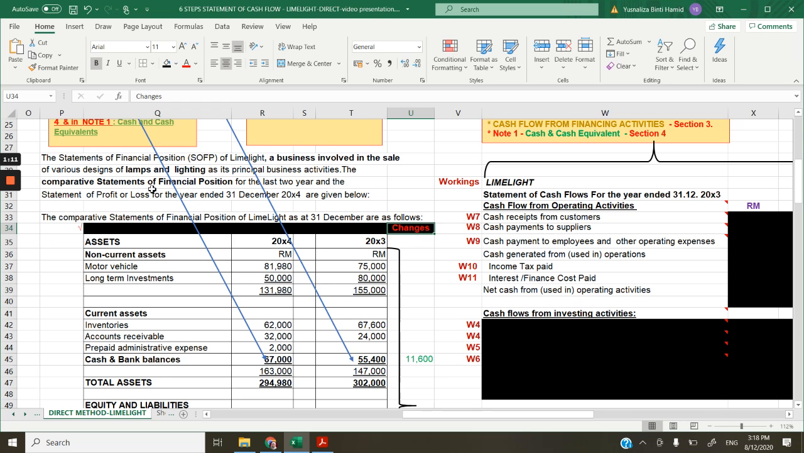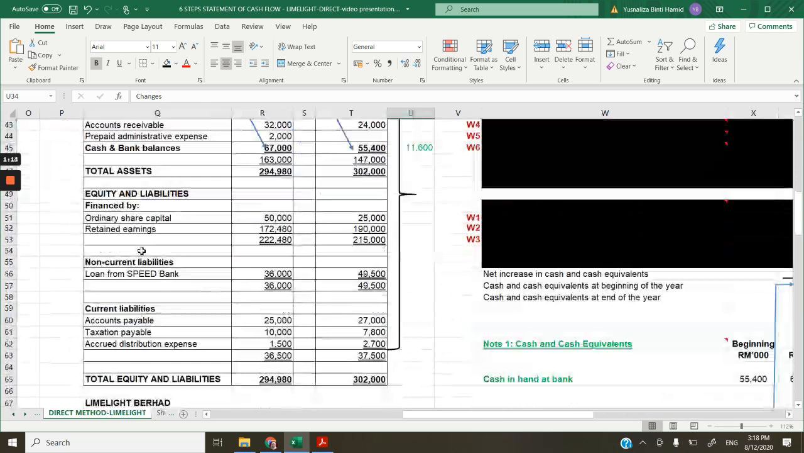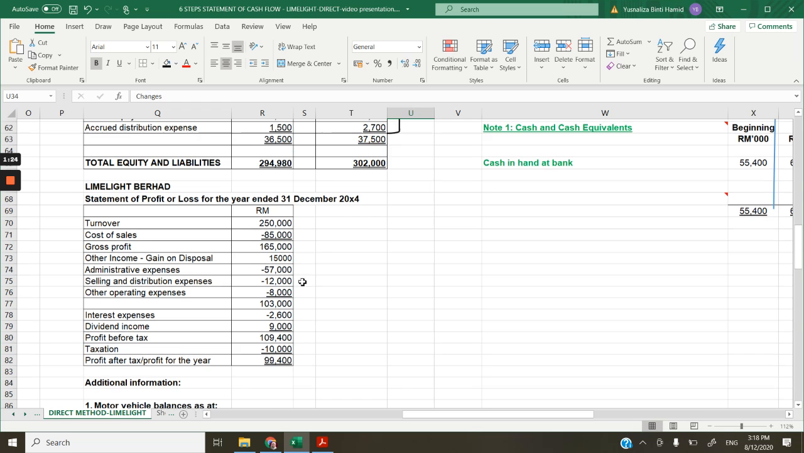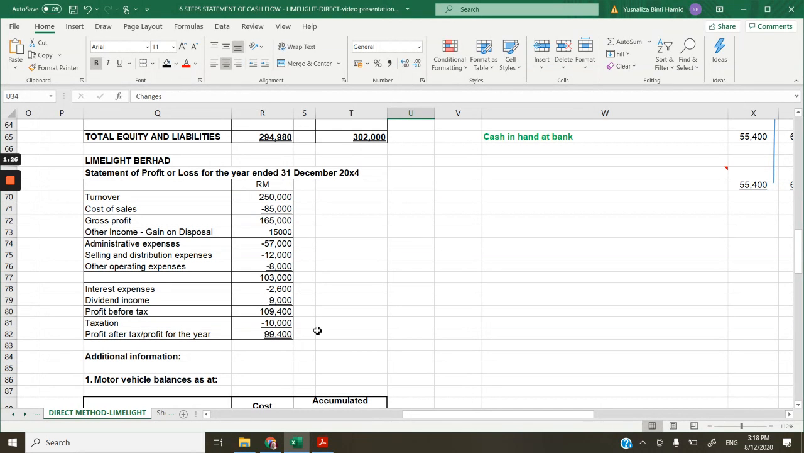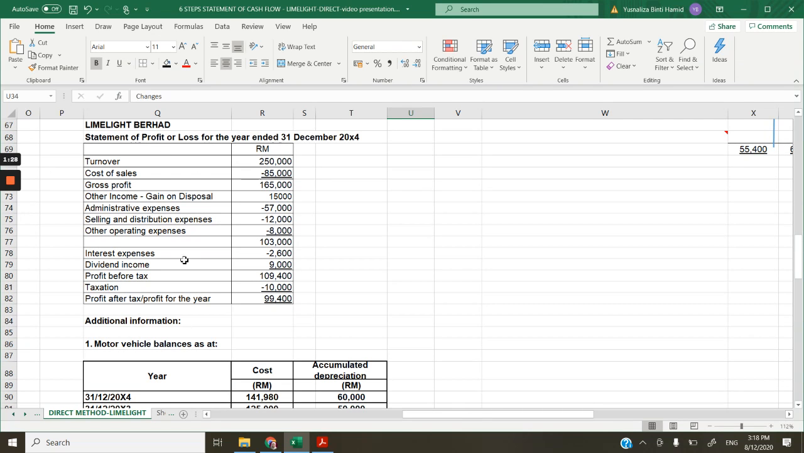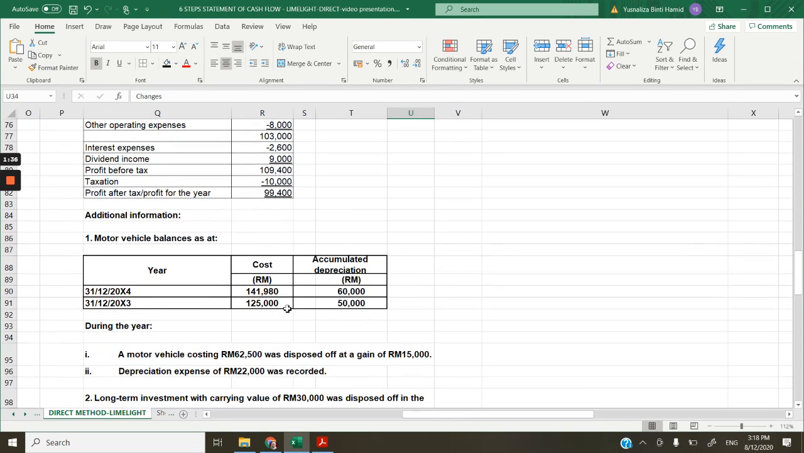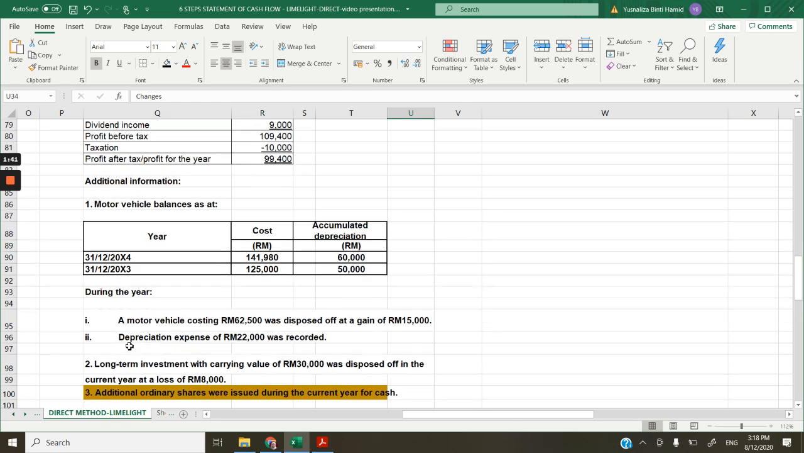And you are also given a statement of profit or loss. Sometimes you may be given the statement of changes in equity. Yeah, you may be given the information on the retained earnings, as well as the information on the movement of reserve, right? But here you are given a statement of profit or loss, which is the income statement of that company, and with some additional information or other additional data that might be relevant to be used for the target of preparing the statement of cash flow using the direct method.